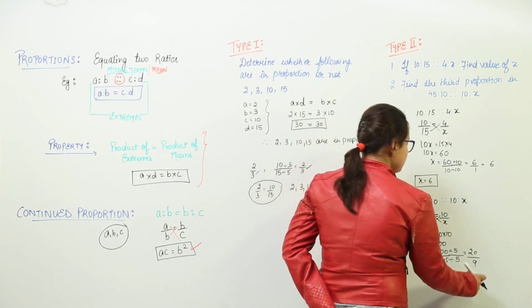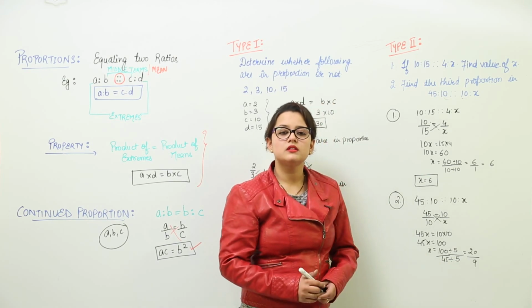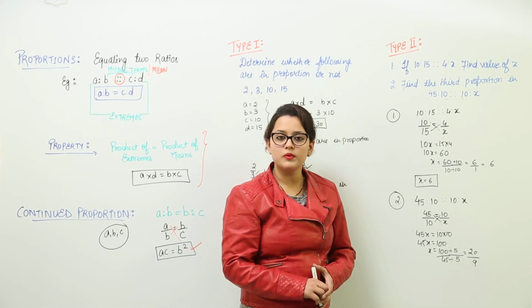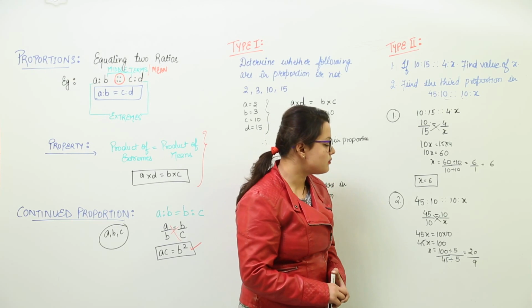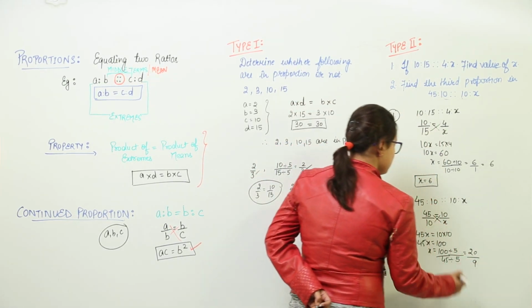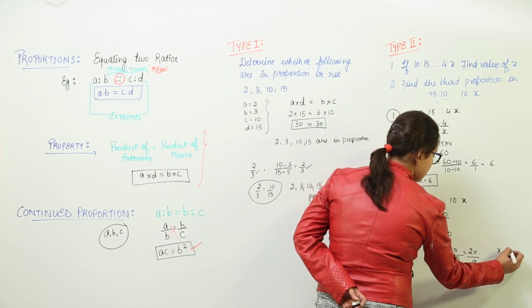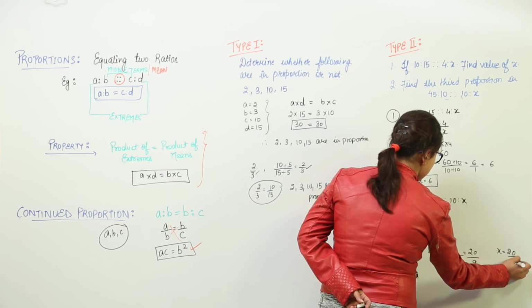Now you can check that in 20 upon 9, both have no other factors common other than 1, and they are in the simplest form of the ratio. So we can represent the x value clearly. That means x should be equal to 20 over 9.